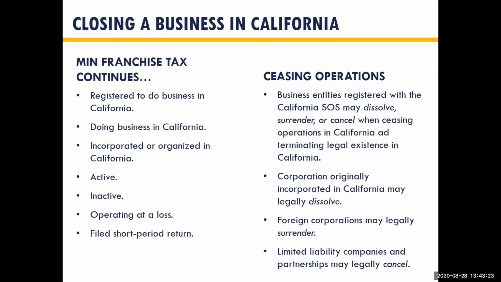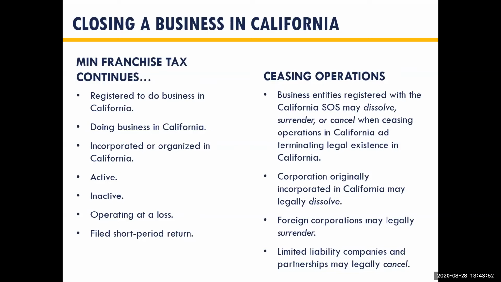If you're incorporated or organized, if you're active, inactive, so again, you're not doing anything, it still wants that $800. If you're operating at a loss, or even if you filed a short period return. So to cease operations, business entities registered with the California Secretary of State may dissolve, surrender, or cancel when ceasing operations in California and terminating legal existence in California.